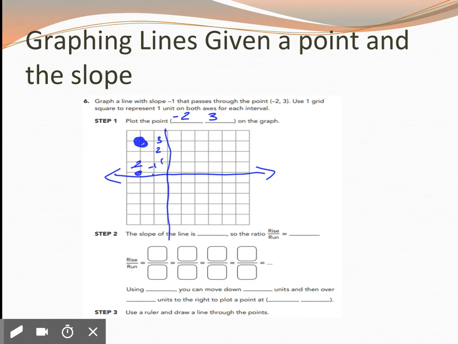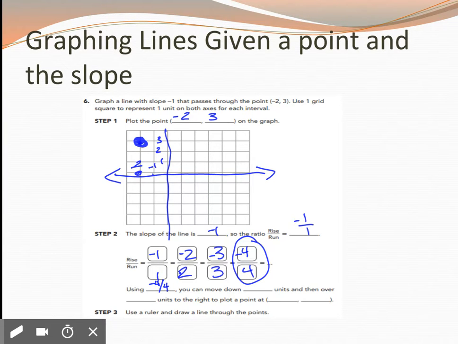And now my slope is -1, so the rise over run ratio is -1 over 1. -1 over 1 could be equivalent to -2 over 2, -3 over 3, -4 over 4, and it doesn't matter which one you use. Let's just do -4 over 4 because it'll spread out our points a little bit.